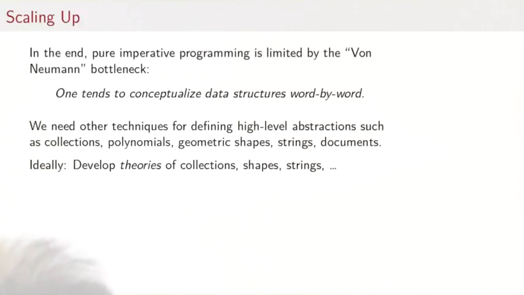John Backus argued that in the end pure imperative programming is limited by the von Neumann bottleneck, which means that we conceptualize data structures word by word. If we want to scale up, we need to define higher level abstractions such as collections, polynomials, geometric shapes, strings, documents, and so on. And to be thorough, we need theories of these higher level abstractions, collections, shapes, and so on, so that we are able to reason about them.